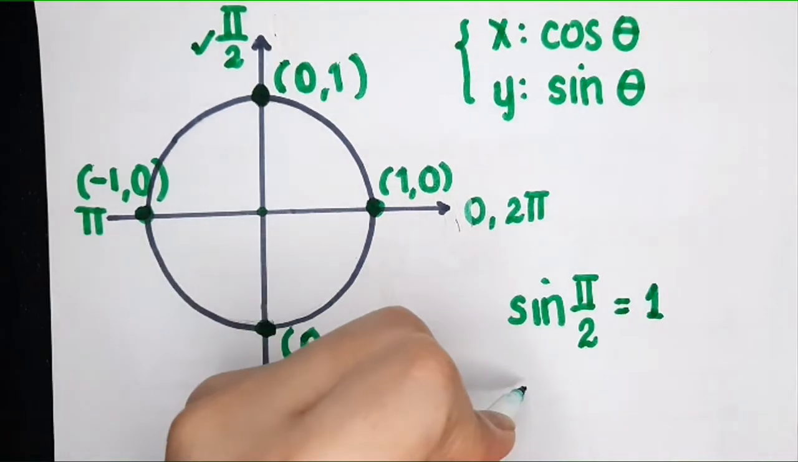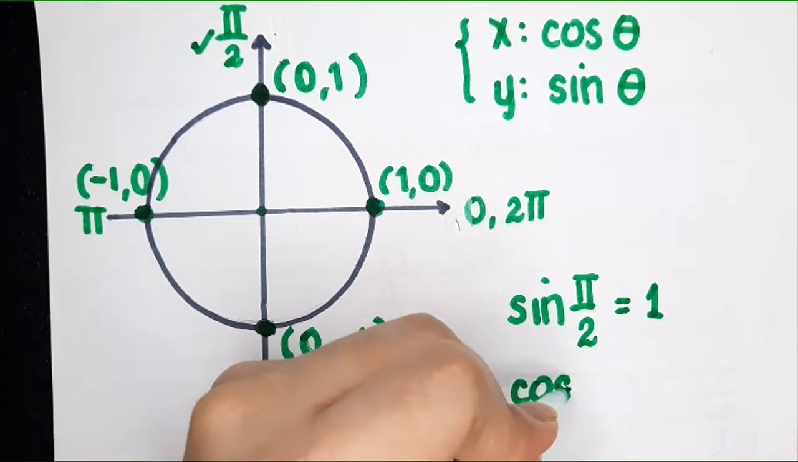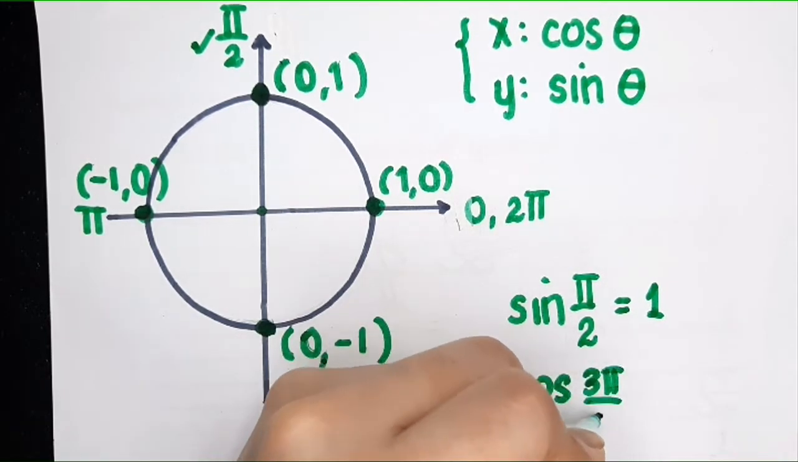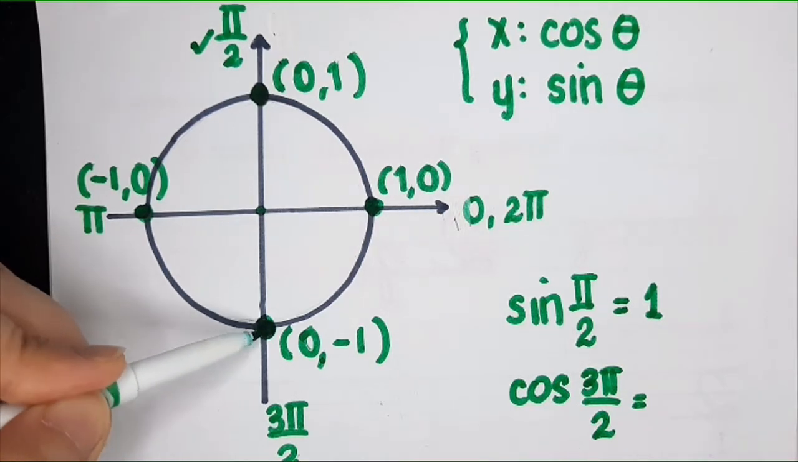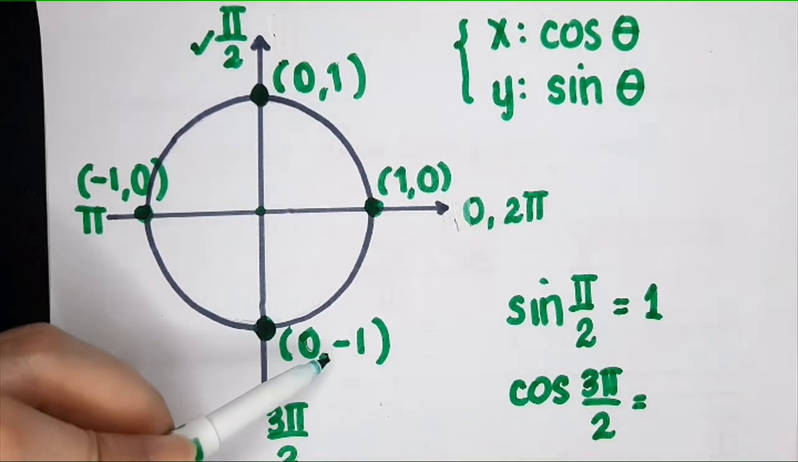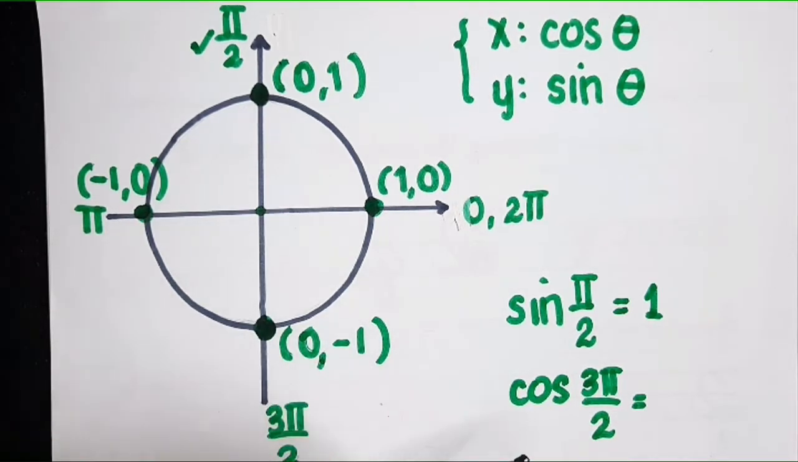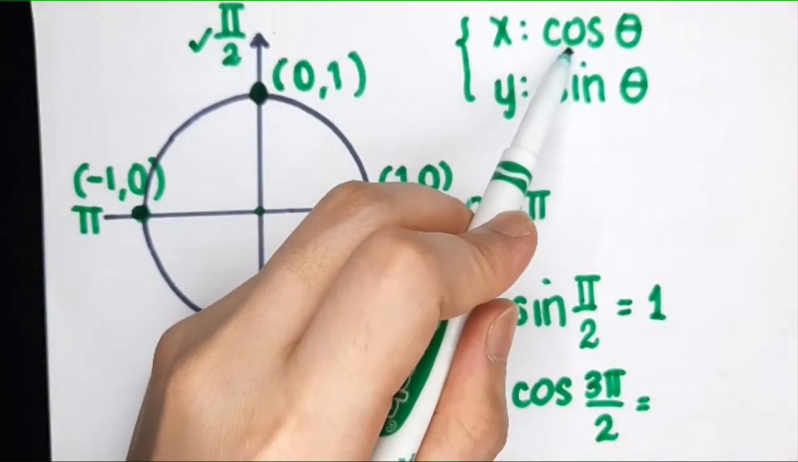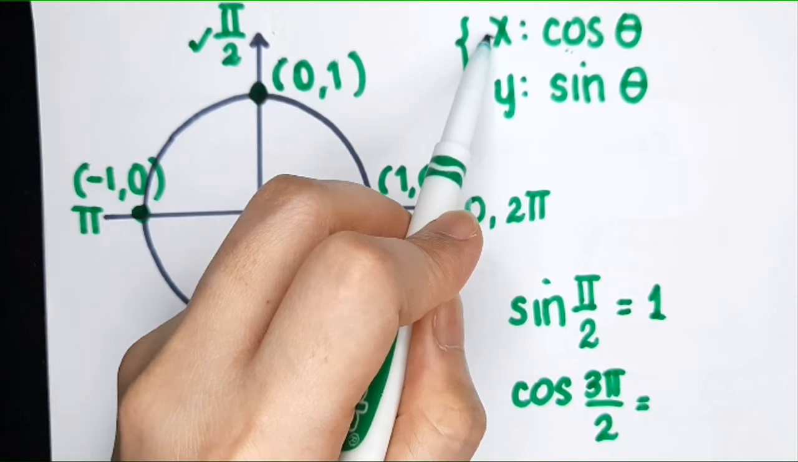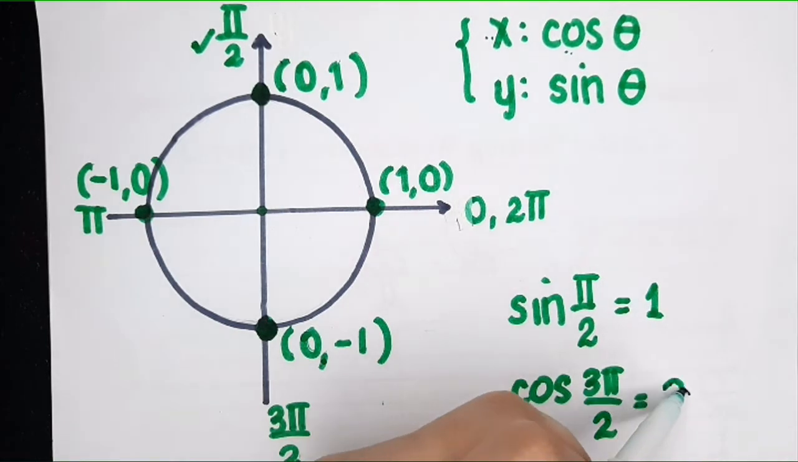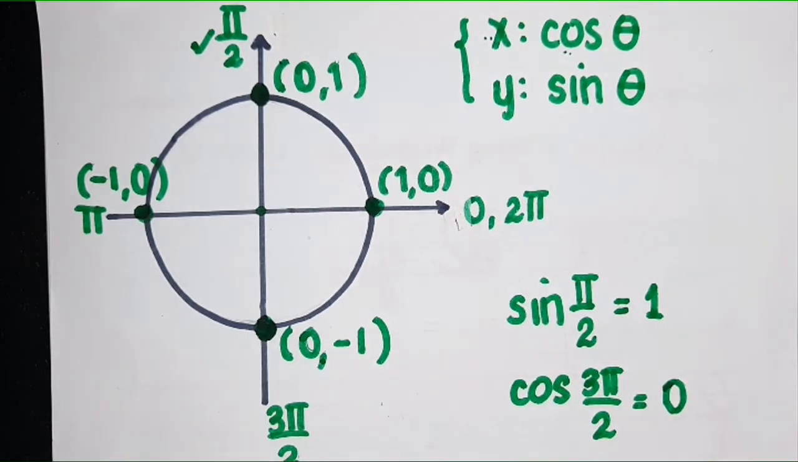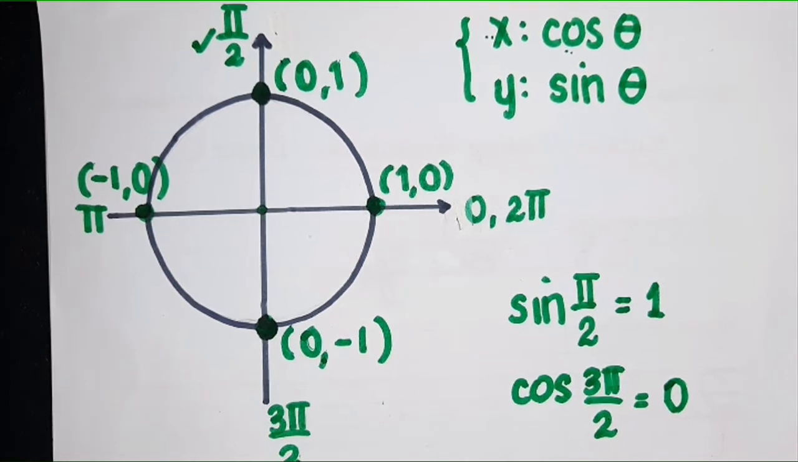Okay? O, isa pa. What is the value of cosine of 3 pi over 2? Ano ang value niyan? So, you look for 3 pi over 2. Oops, nandito siya. At ang point corresponding to 3 pi over 2 is 0, negative 1. Okay? And I'm looking for cosine of 3 pi over 2. And we know that cosine is the x-coordinate. Okay? Which one is the x-coordinate? 0. So, the value of cosine 3 pi over 2 is 0. Okay? I hope that is clear.